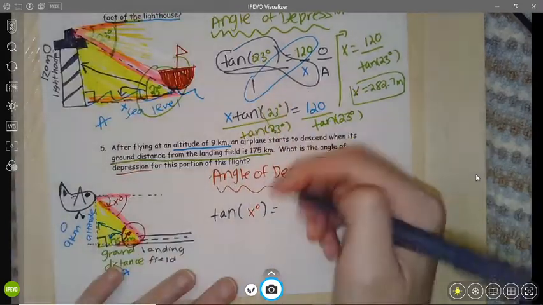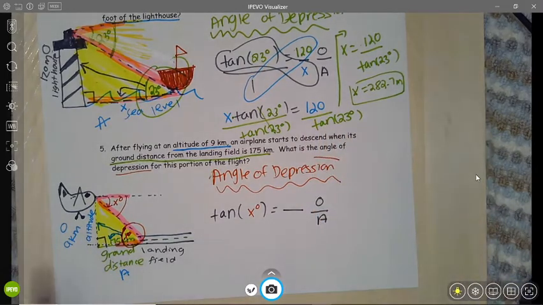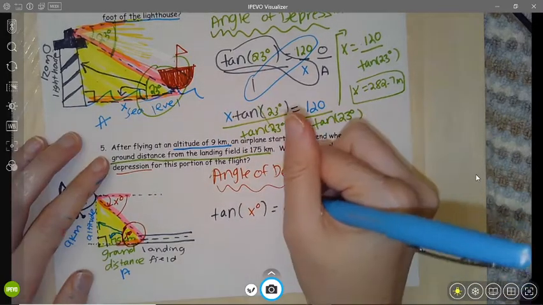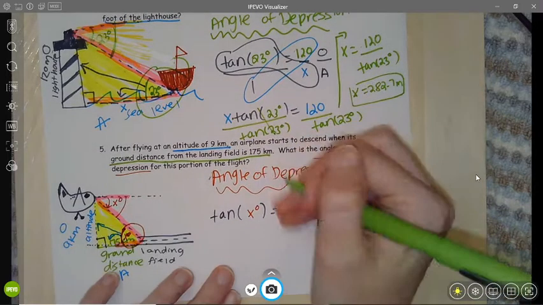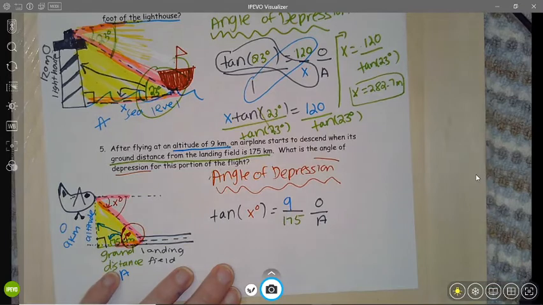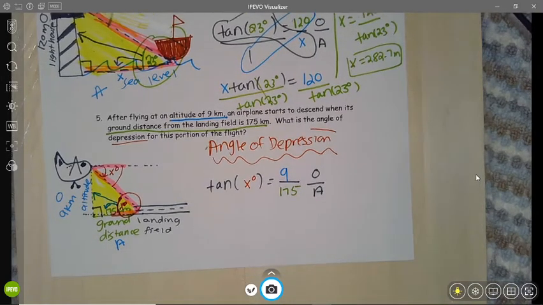Okay, and tangent will equal the opposite side over the adjacent. Well, the opposite side is the 9 kilometers. The adjacent side is the ground distance, which is the 175 kilometers. All right, and from here we just solve for x.